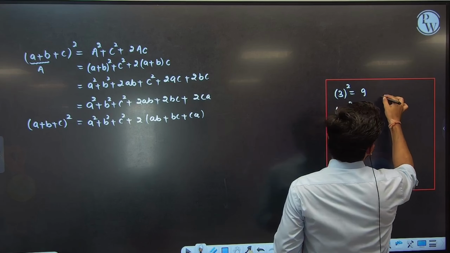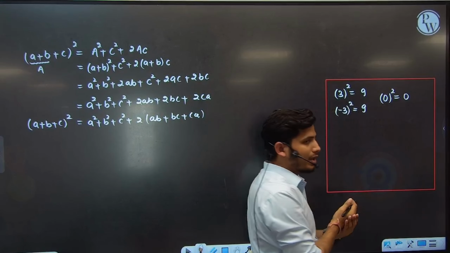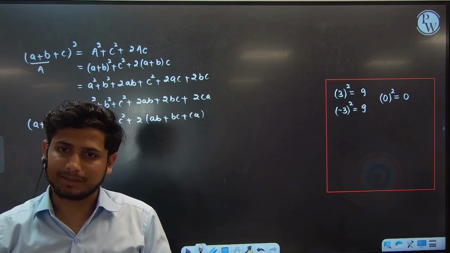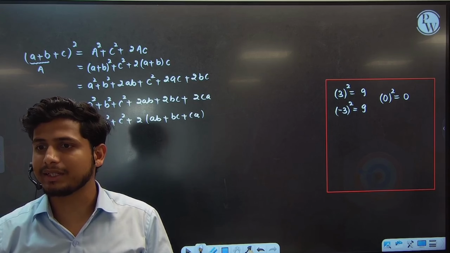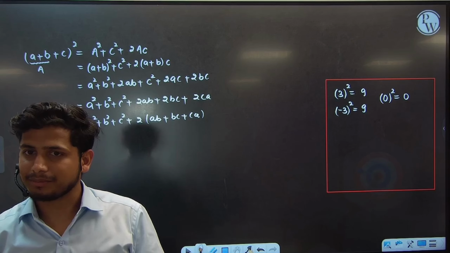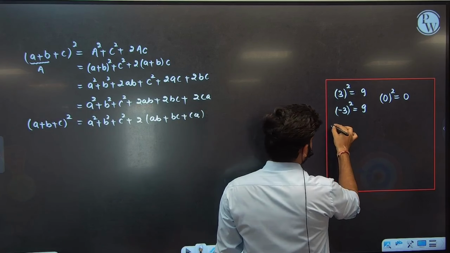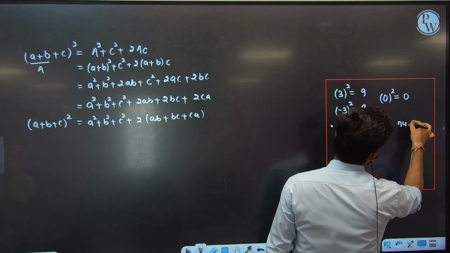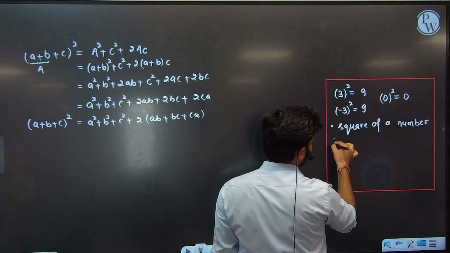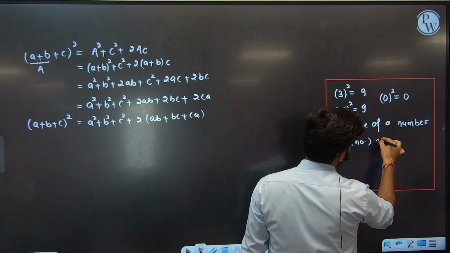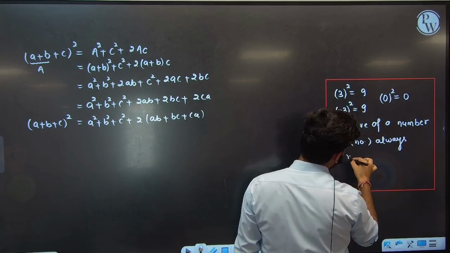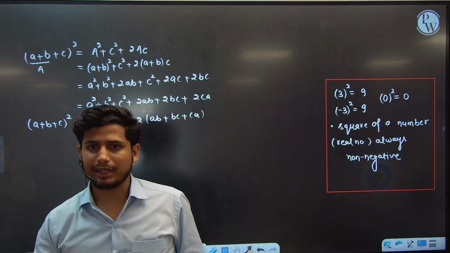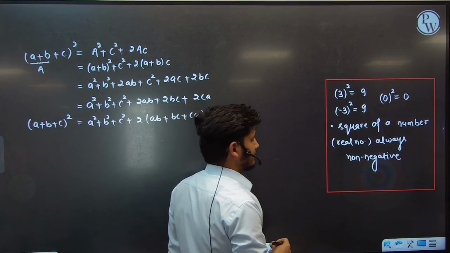Tell me what is the square of 0? 0, and we also know 0 is a special integer, which is neither positive nor negative. Okay, so a final result: the square of a number, which number? Real number, always non negative. Okay, tell me, non negative.